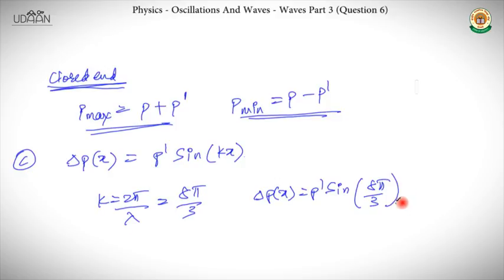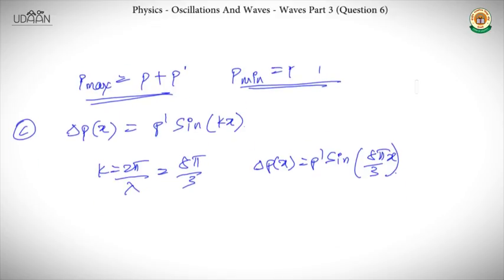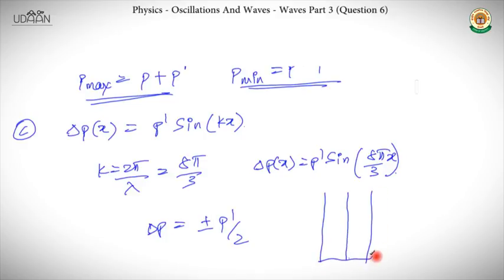Now it is asked for the pressure variation at the center of the pipe. So just plug in the value of x as L by 2, which will simply give us 4 pi by 3. Delta P is equal to plus or minus P dash by 2. And the reason behind putting minus is, suppose this is the mean pressure line inside the organ pipe, it goes to plus ones and then to minus ones. So I am denoting both the amplitudes at a time in this.